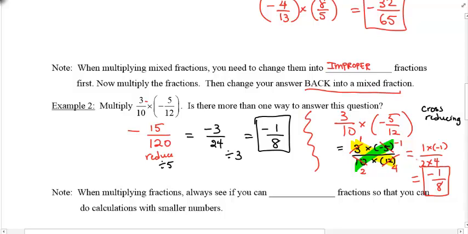So here's my advice to you. When multiplying fractions, always see if you can cross-reduce first, so that you can do the calculations with small numbers. Okay? Alright, let's turn the page.